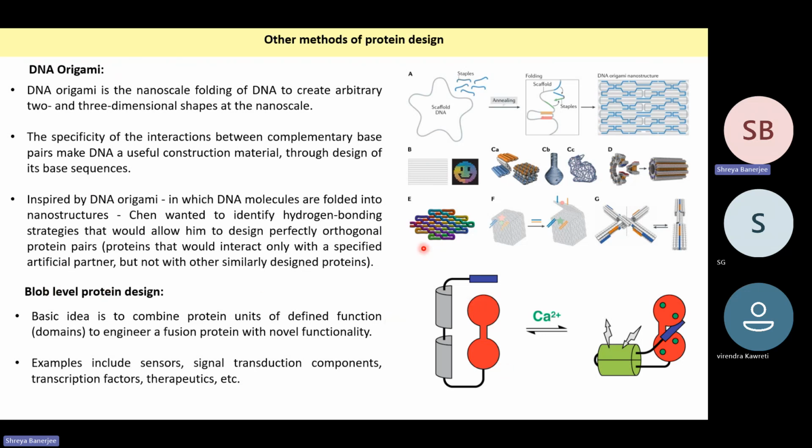So from there came the concept of blob level protein design, where basically protein units of designed function can be put together to engineer a fusion protein with a completely new function. And that can be done if we have these kind of orthogonal protein pairs, which can be paired up with each other in a stable manner, and the net fusion protein will have a completely new function, or it can sometimes have the functions of both the proteins and so on.